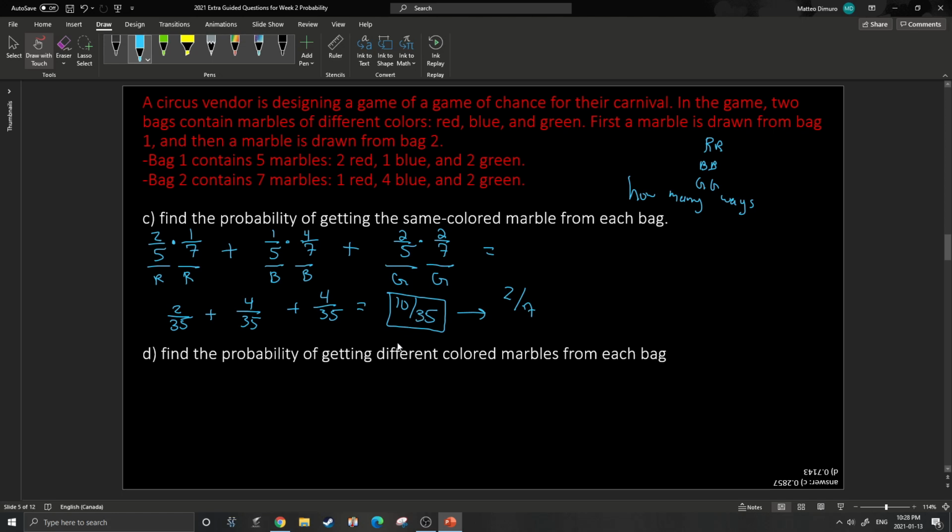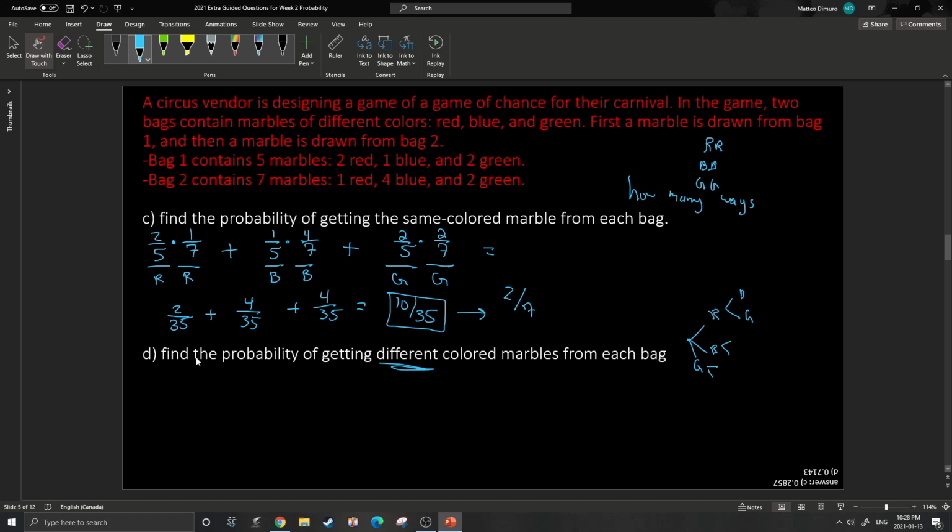Let's see. D. I love D. Because this question, find the probability of getting different colored marbles from each bag. It's quite difficult. If you're trying to figure out the sample space, you realize that it can get quite complicated pretty fast because you got the 3 different colors on the first round, right? And then if you get red here, well, in the second round, you only got blue or green, and so forth. So you can figure it out and do all those probabilities, which is doable. It's not impossible. But that's a lot of time that you probably don't want to spend on the test. So is there another way to do this?